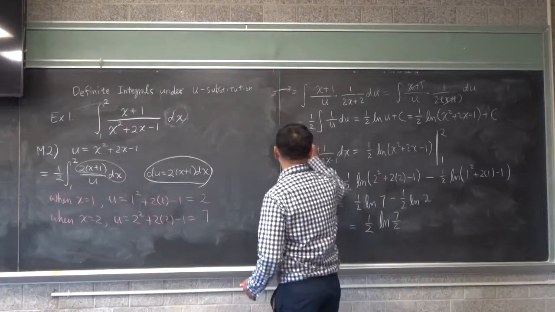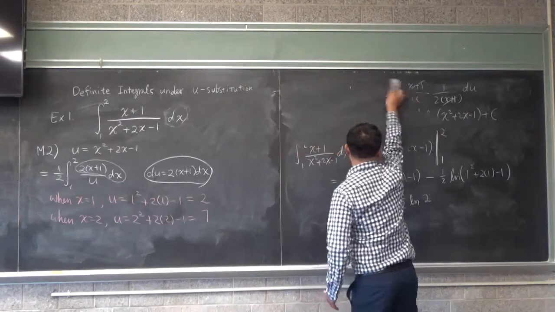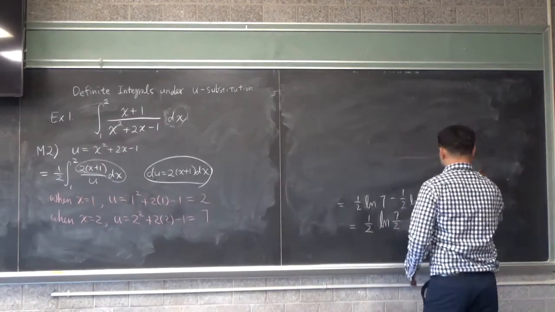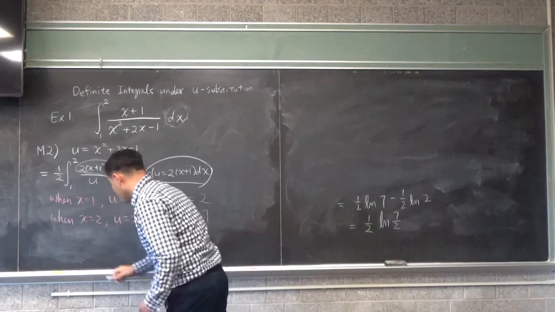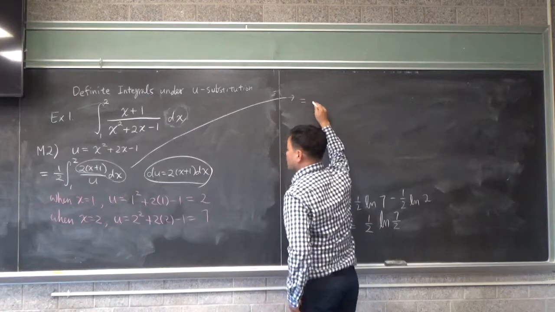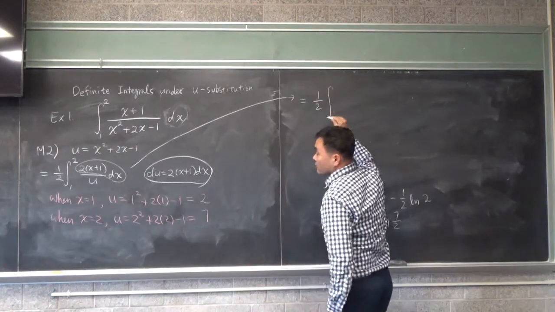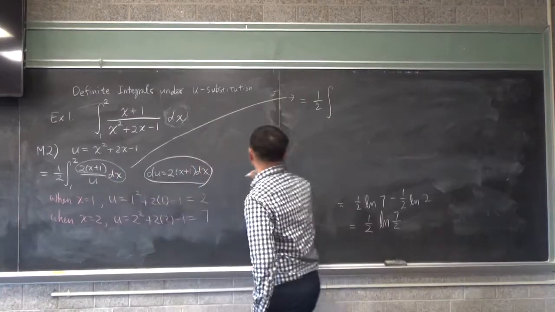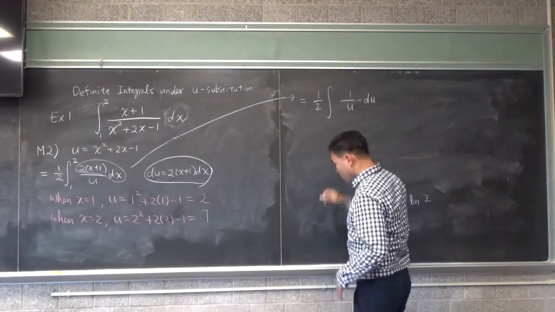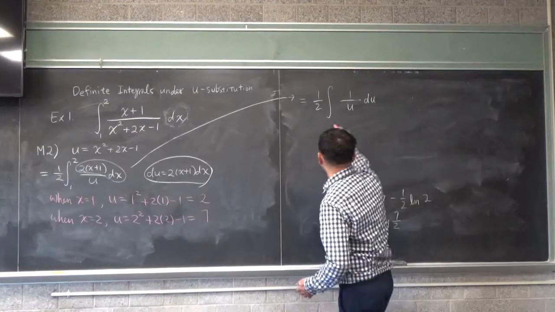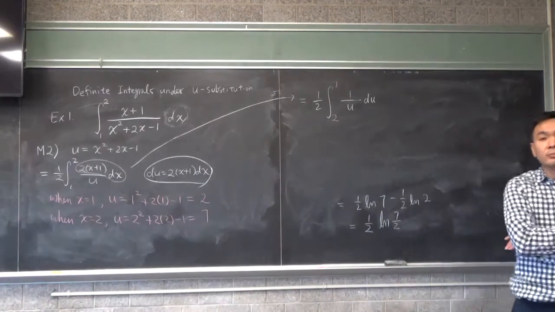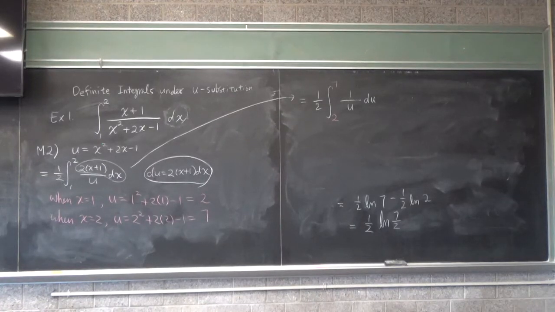And then we say this integral right here is the same as 1/2. As I said, this is the same as du, right? So it's 1 over u du. And I write the values calculated here. So 2 and 7 goes here. So that's what happens to definite integrals.